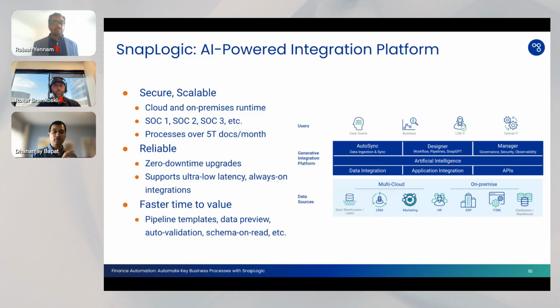Additionally, SnapLogic has always focused on improving end user productivity. We have a number of features with which we provide a faster time to value, and Roger will showcase some of those features when he does a demo. There are things like data preview, so you can preview data as you're building the pipeline, and not just one record, but up to 200 records at a time. We also do automatic data validation so that you can do iterative pipeline development quickly using the SnapLogic platform. And there are some additional features like schema on read that save you a significant amount of time when you're building integration.